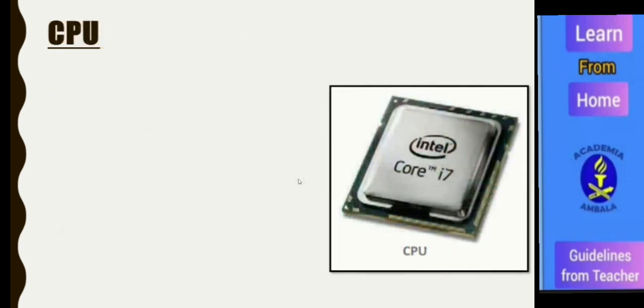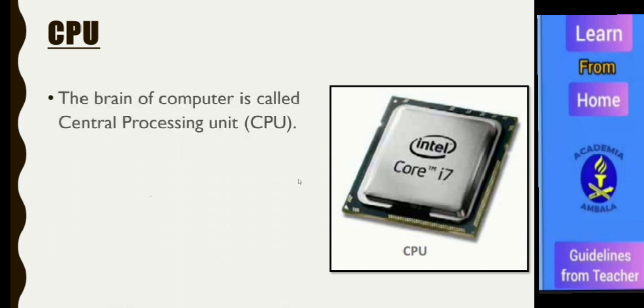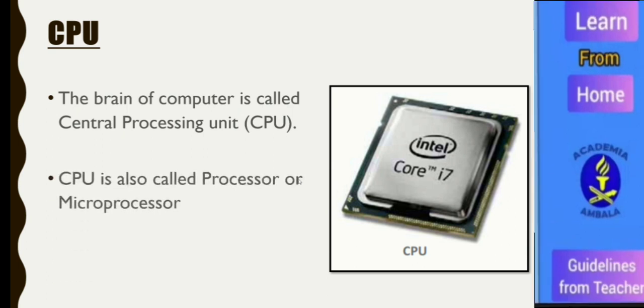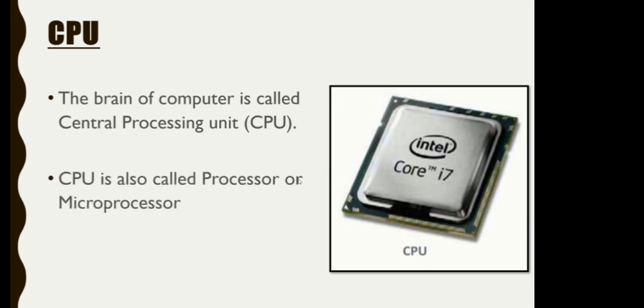The next component inside the system unit is CPU, that is the central processing unit. My dear students, just like our brain controls every part of our body, right? In a similar way, the computer also has a brain which controls every part of the computer. So the brain of the computer is called central processing unit. CPU is also called processor or microprocessor.